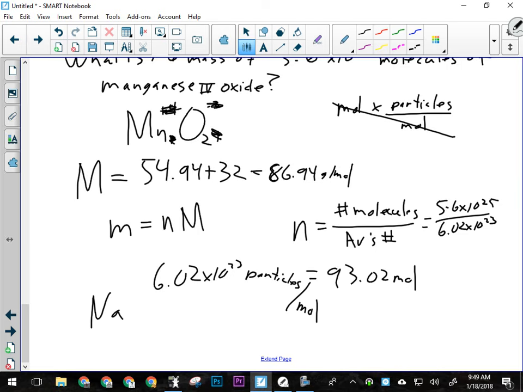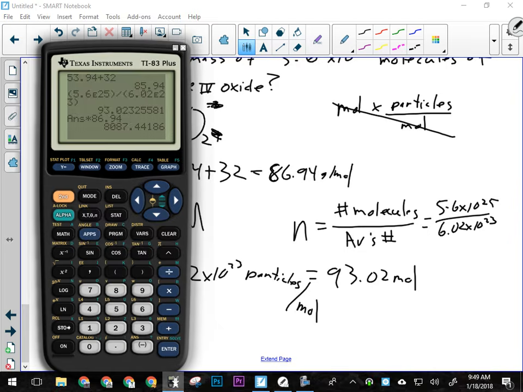Okay, Alex. What did you do after you got 93.02? Is that what you were looking for? No, sorry, I'm looking for mass. So then I multiplied that by the molar mass, 86.94. That's the answer. So this was 93.023, that was my number of moles, that's N. And then 86.94 was my big M, my molar mass. So I multiplied those two together, and that got me the 8,087.44 grams.